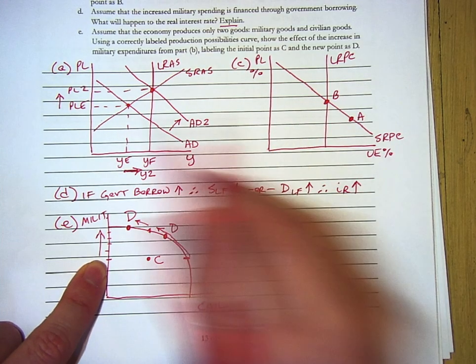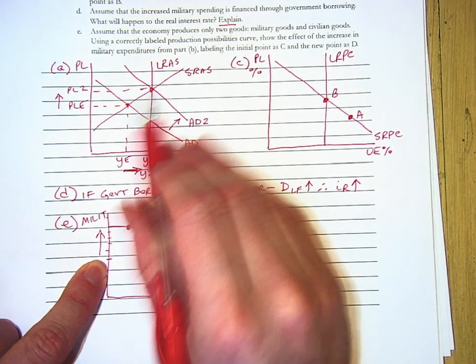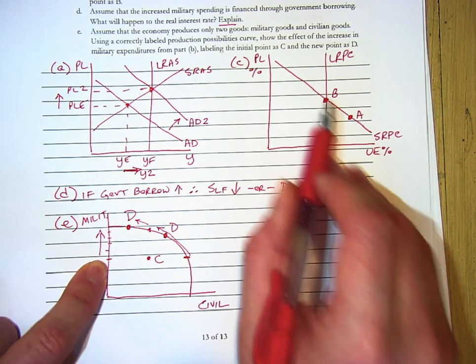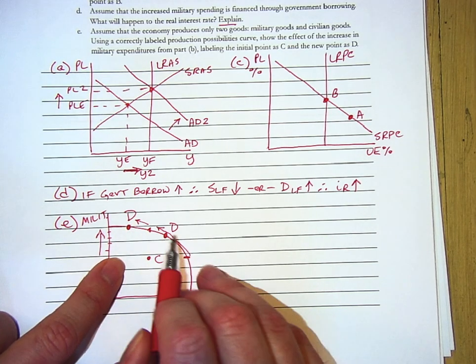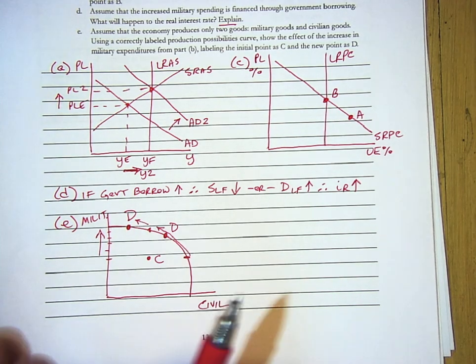And because in these problems we went from here to full employment, and from A to B to full employment, we should put point D on the curve here, because that indicates full employment as well.